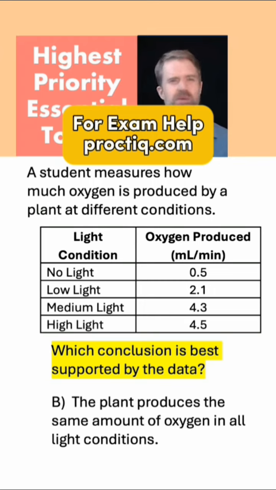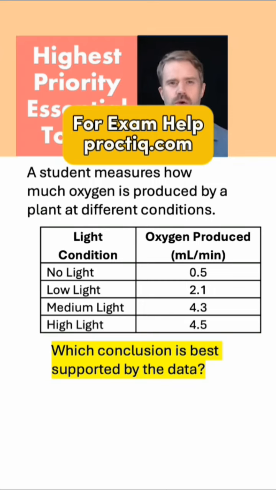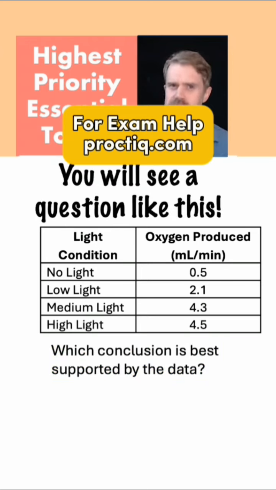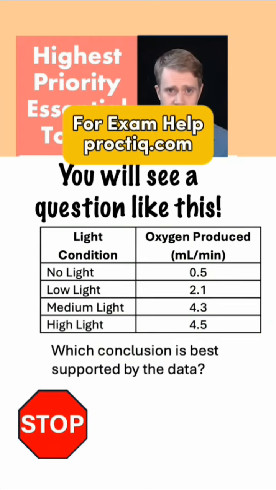And we have 4 choices, but I'm not even going to read them right now because I want to show you the strategy for this type of question. I can almost guarantee that you'll see at least one TEAS question like this where you get a table of data and you have to draw conclusions. So here's what you do. The first thing is you stop.